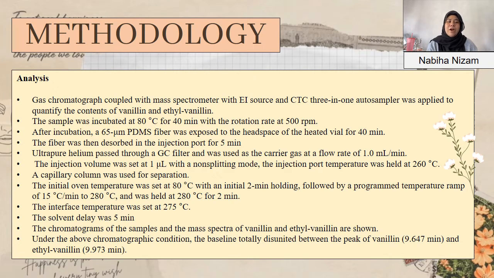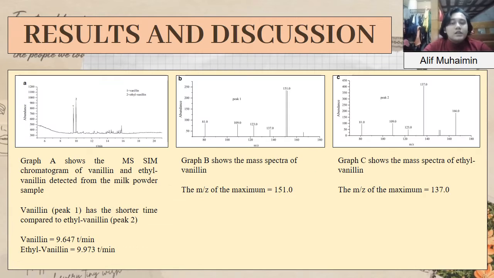The chromatograms of the samples and the mass spectra of vanillin and ethyl vanillin are shown. Under the above chromatographic conditions, the baseline was totally separated between the peak of vanillin, at 9.647 minutes, and ethyl vanillin, at 9.973 minutes.